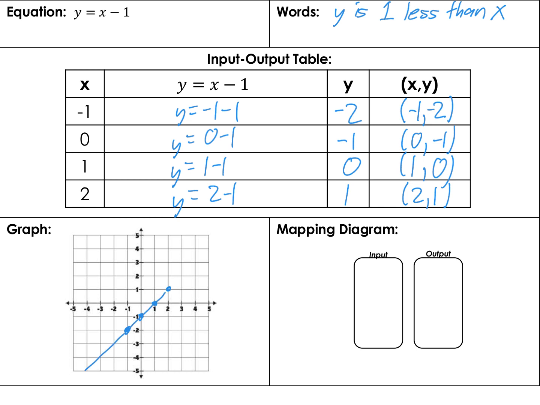Finally, let's make a mapping diagram. Our inputs are our x values, -1, 0, 1, and 2. Our outputs are our y values, -2, -1, 0, and 1. Once we draw arrows connecting every input to the associated output, we are done.